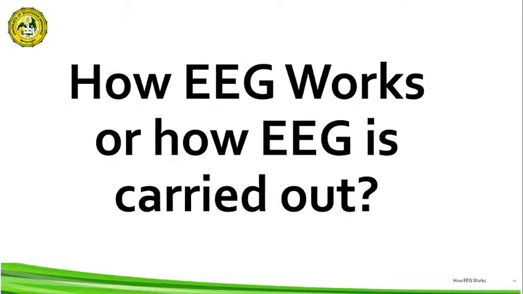So, the first question we would like to answer is how EEG works, or how EEG is carried out. To answer this question, the clinical neurophysiologist will explain the procedure to the client and will answer questions the client has to ask. This is, I think, the simplest explanation I can give for you to know how EEG works or how EEG is carried out. So that is number one.